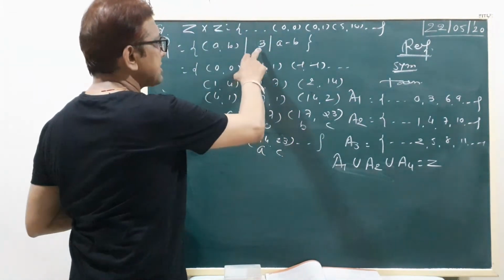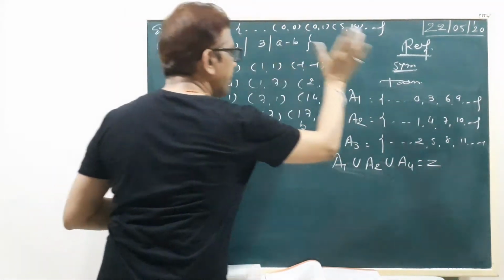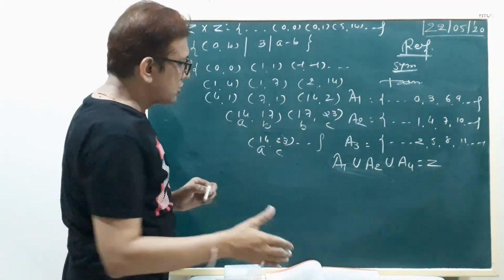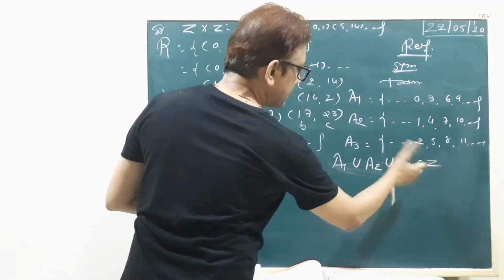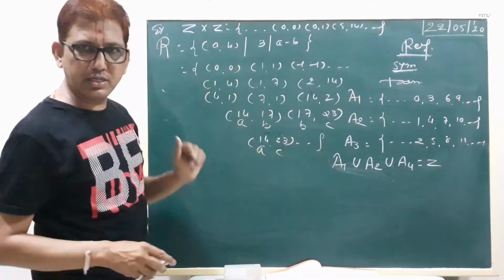Our question is divisible by 3, so here the difference is 3. If our question is divisible by 5, our difference is 5. Is that clear? Okay, so here 3 equivalence classes are possible. Okay, now we discuss another question.